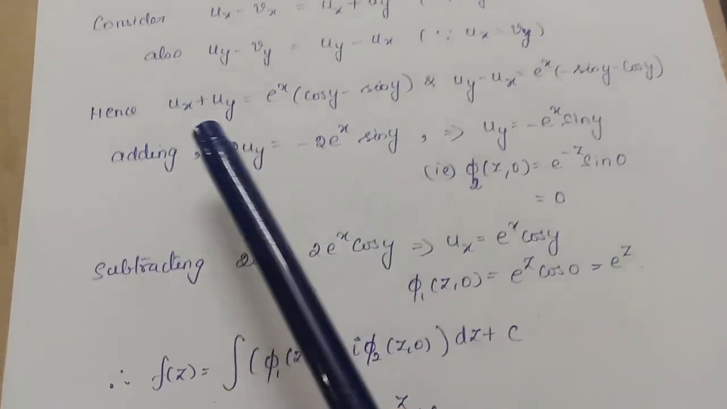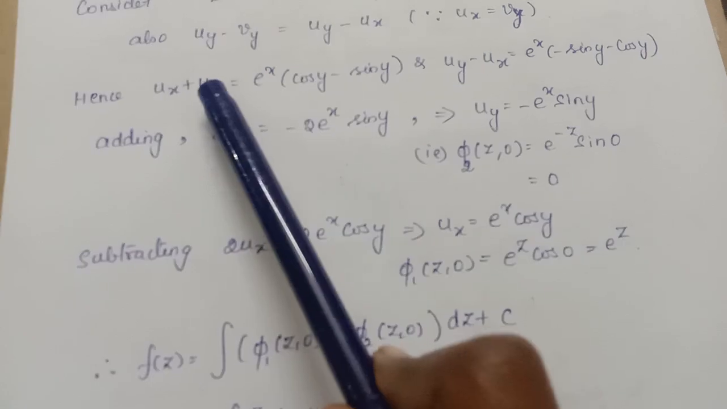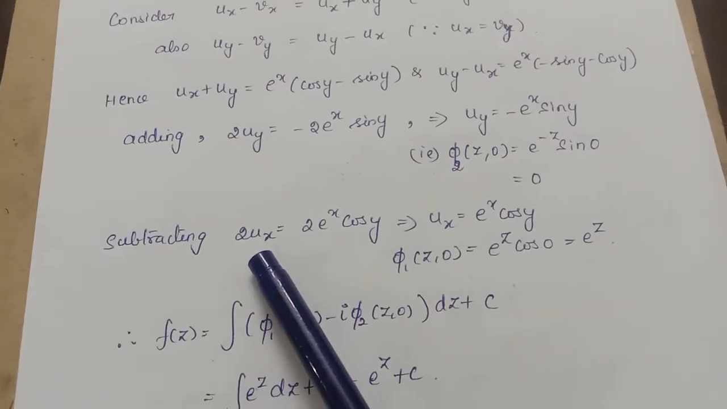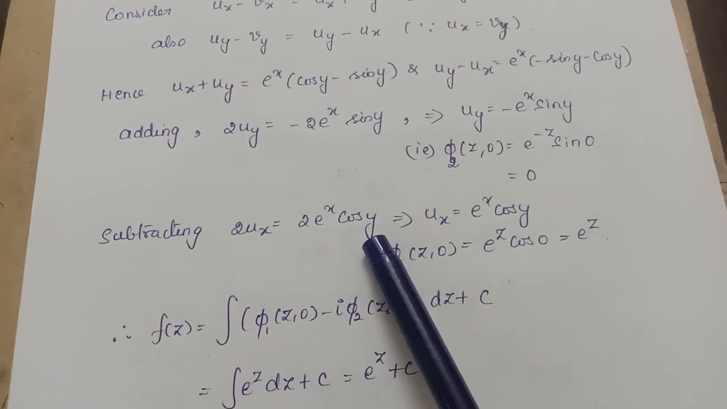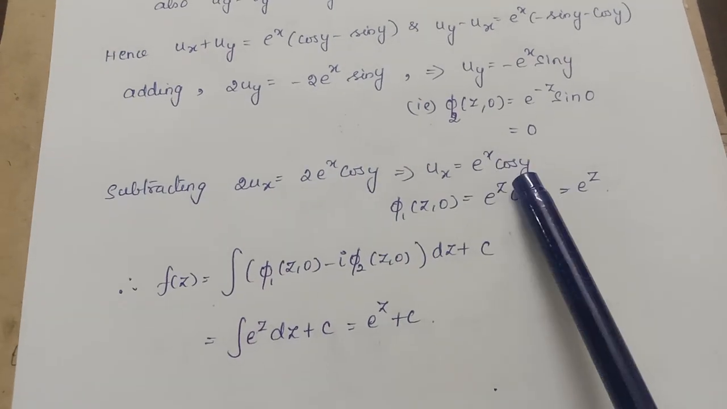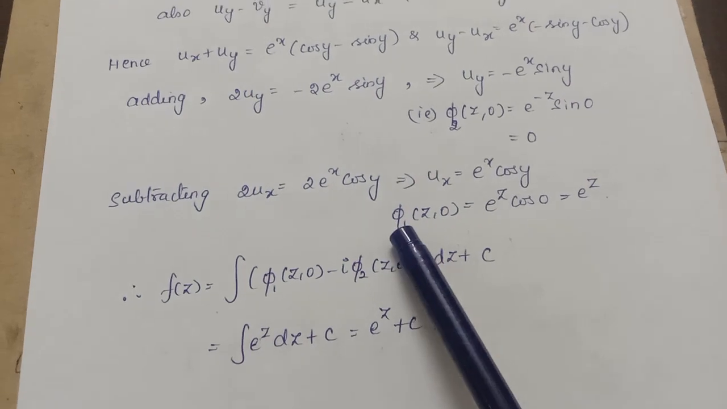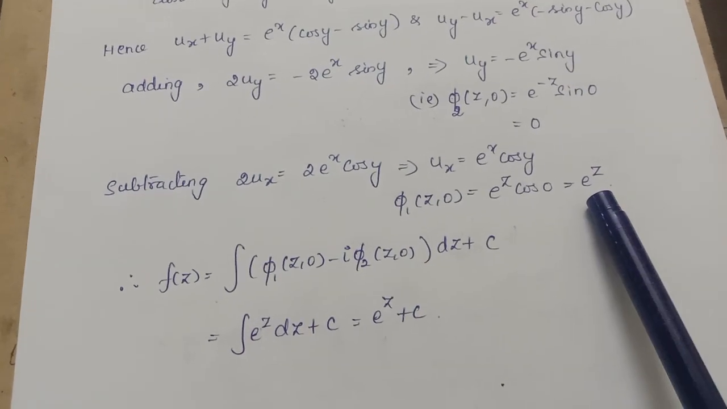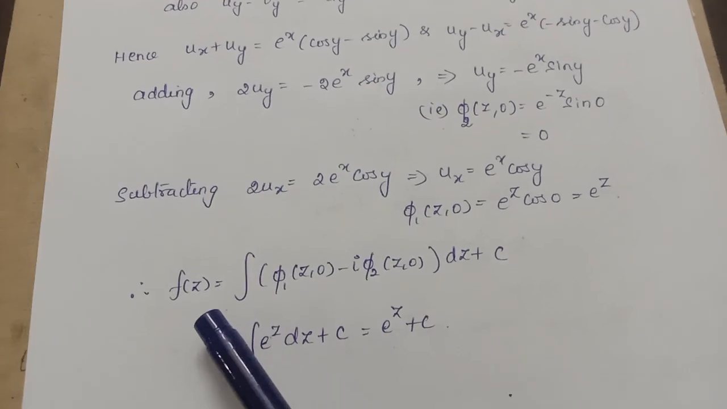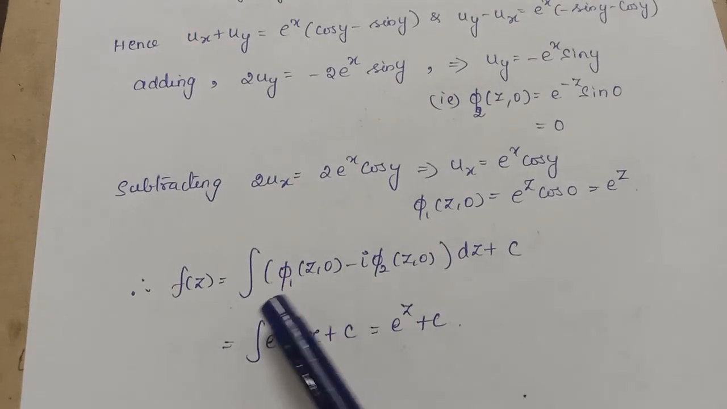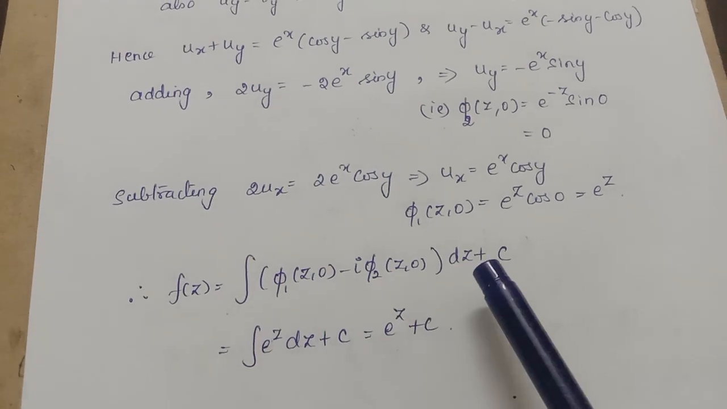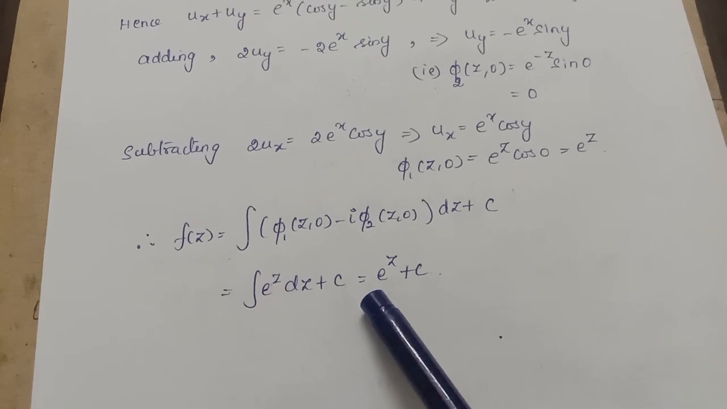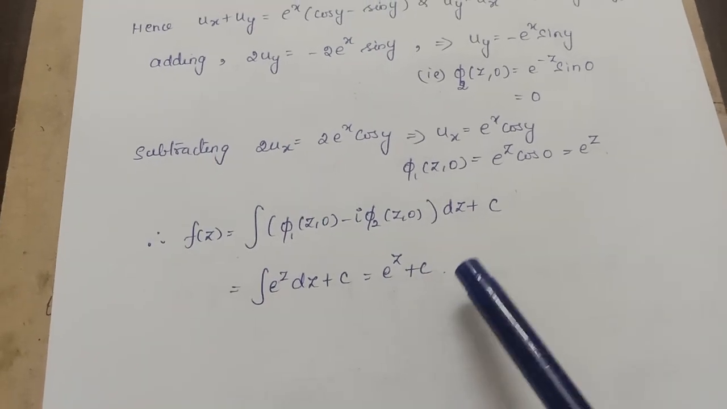Next, for getting ux, you have to subtract these two expressions. While subtracting, uy gets cancelled. So ux plus ux becomes 2ux equals 2 e^x cos y. So ux equals e^x cos y, and this is my phi 1. Phi 1 of (z, 0) equals e^z into cos 0, which equals e^z. Now substitute in the formula: f(z) equals integral of (phi 1 minus i phi 2) dz plus c. So integral e^z dz plus c. So it's simply e^z plus c.